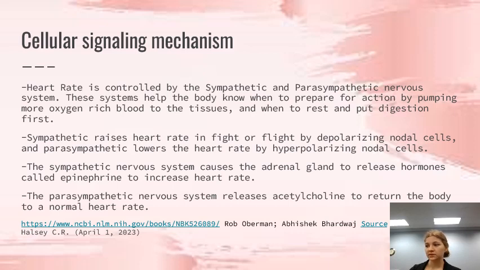So as I mentioned previously, the sympathetic and parasympathetic nervous system play a direct role in determining what a patient's heart rate should be at any given moment. Depending on the situation, the patient's heart rate is signaled on a cellular level via specific hormone release. The sympathetic nervous system, or SNS, causes the adrenal gland to release epinephrine, and this increases the heart rate and also depolarizes the nodal cells. And the parasympathetic nervous system, or PNS, releases acetylcholine to return the heart rate to normal sinus rhythm, and this also hyperpolarizes the nodal cells.